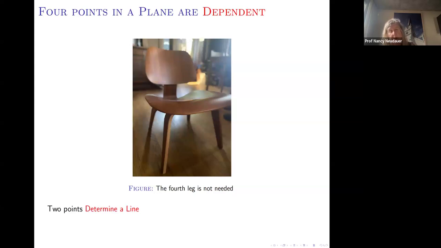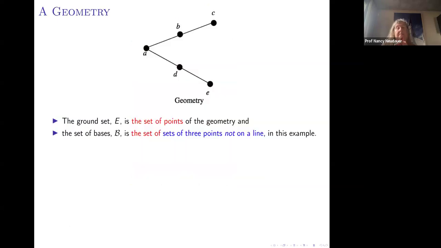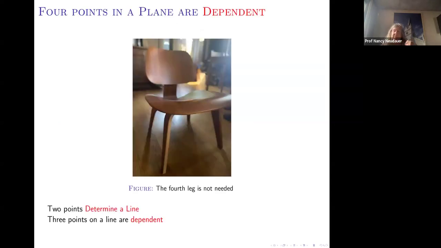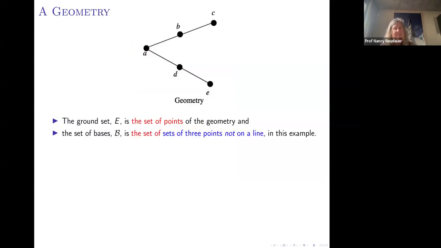And you probably remember from your high school geometry, 2 points determine a line, 3 points on a line are dependent. And so that's where some of this language and ideas are coming from in the geometry case. I went through that quickly, so I just went back in case anyone's still reading. So back to our geometry.